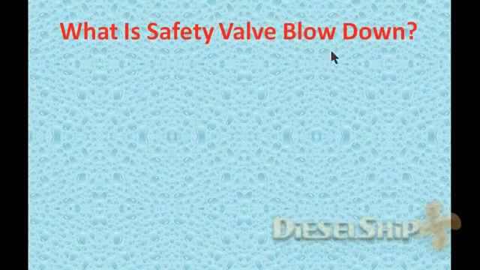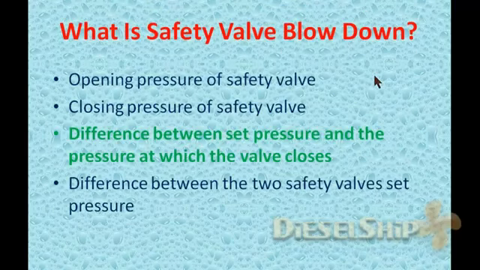So the answer for the next question, what is a safety valve blowdown? A safety valve blowdown is the difference between the set pressure and the pressure at which the valve closes. We all know the safety valve is set at 3% above the working pressure and seats back at 5% below the working pressure. So the difference between the pressure at which the valve lifts and the pressure at which the valve seats is the safety valve blowdown.